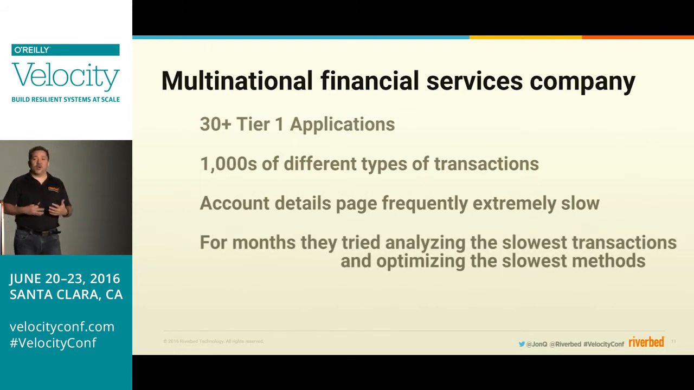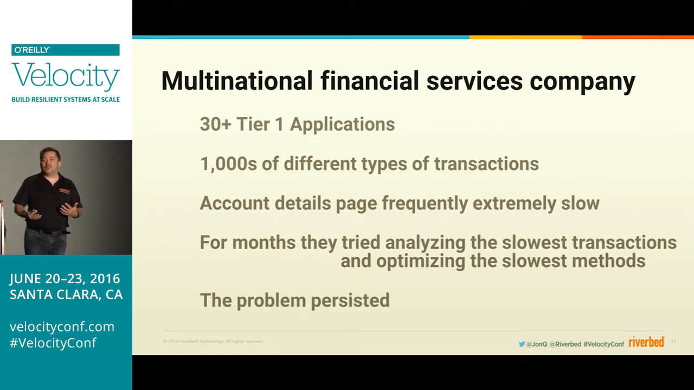So for months, with other APM tools, they had been trying to solve it. They'd been identifying what were the slowest transactions, and then identifying what are the methods in SQL that are making those slowest transactions slow, yet the problem persisted. So this is that concept you'll hear me say, why is the slowest thing slow? That's not the way we should be doing APM. We have to step back.